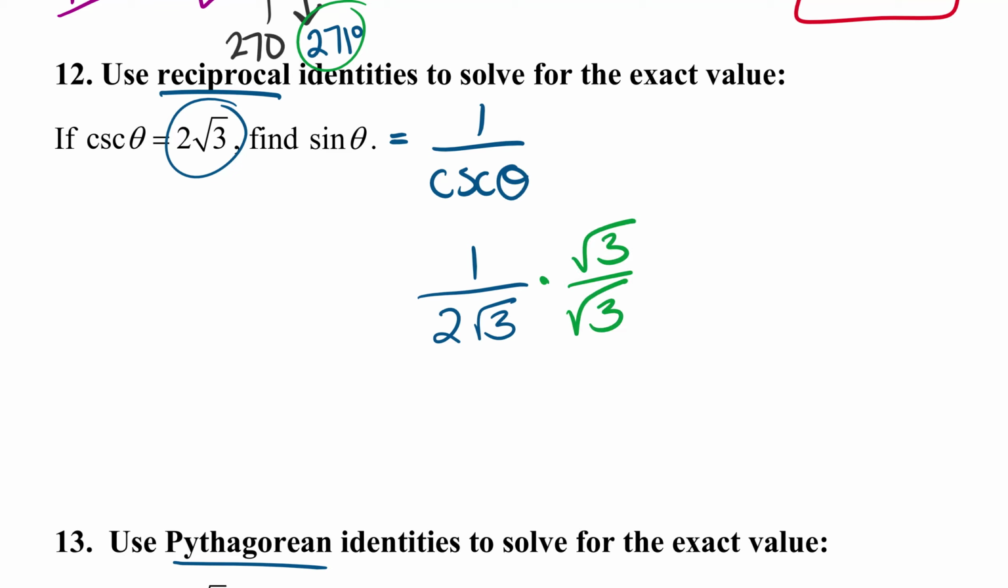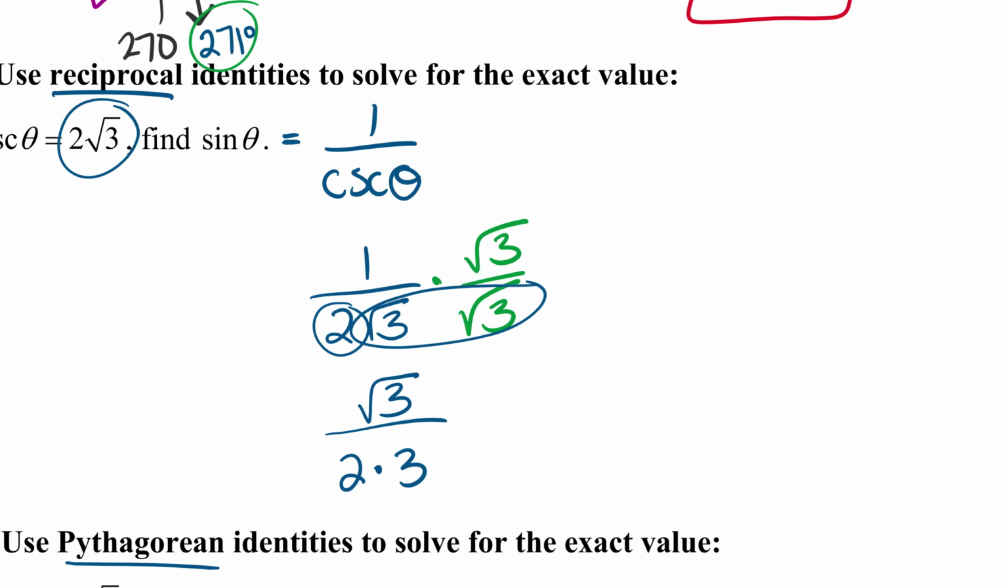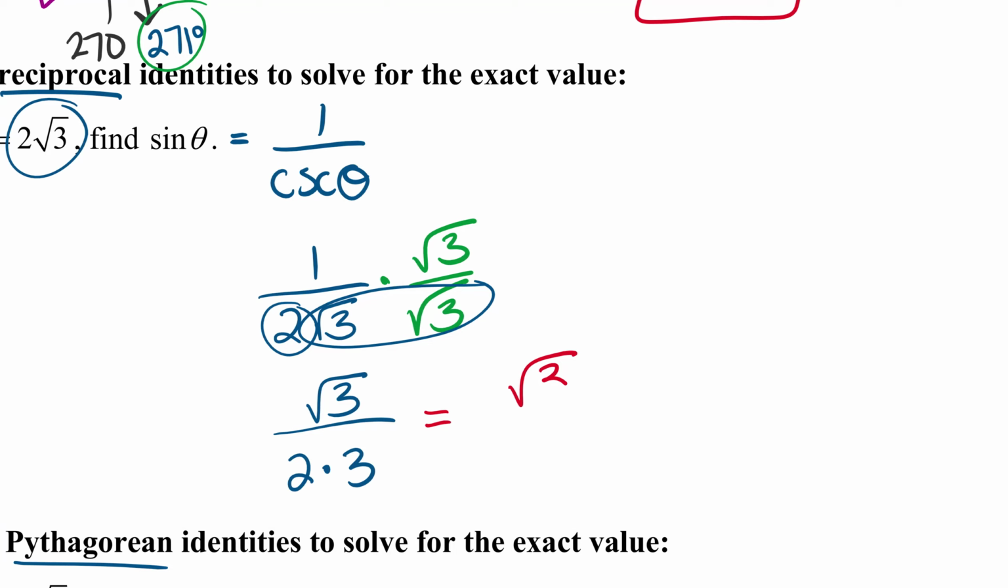That would give me square root of 3 on top, and on the bottom you have 2 times 2 square roots. The square root of the same number is just the number. And so my final answer is square root of 3 over 6. And that would be it.